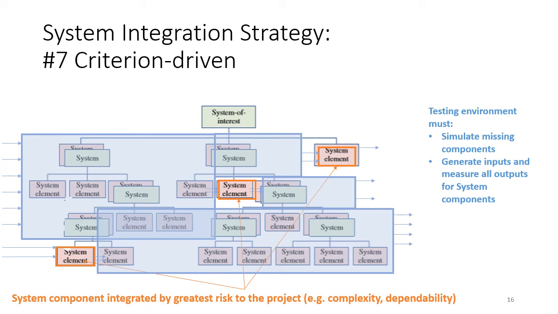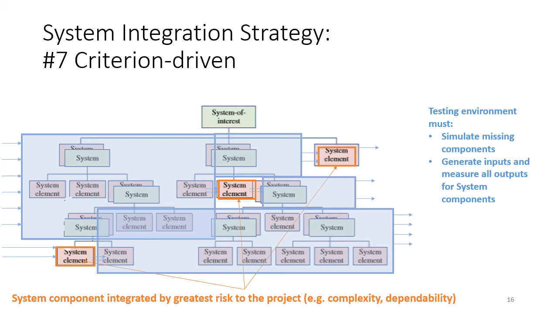Criterion-driven approach is to address project risk, and this is the idea that you identify the components that have the highest degree of uncertainty related to requirements or other issues, and get those tested as soon as possible. And then, of course, this approach requires a lot of simulation to fill in the missing pieces of the overall system.